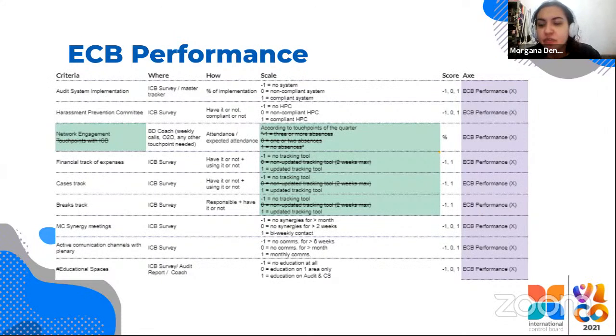So we changed this for tracking, like if they have a tracking tool system or if they don't have a tracking tool system, and then the rest would be according to whether the entity has really high performance or not, but mostly focused on having and not having. Is that clear?